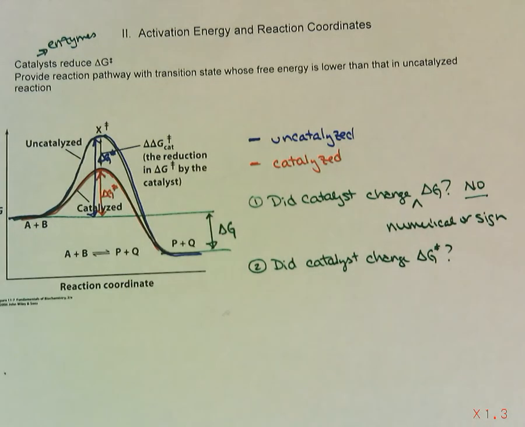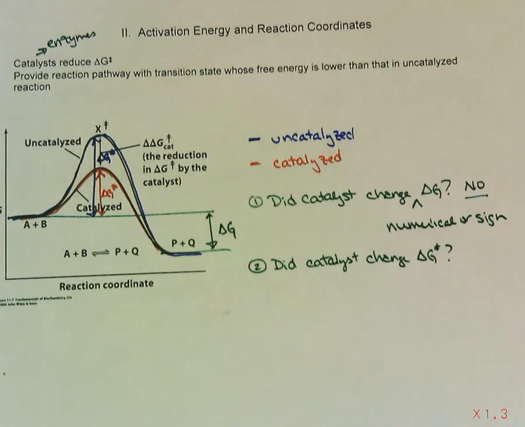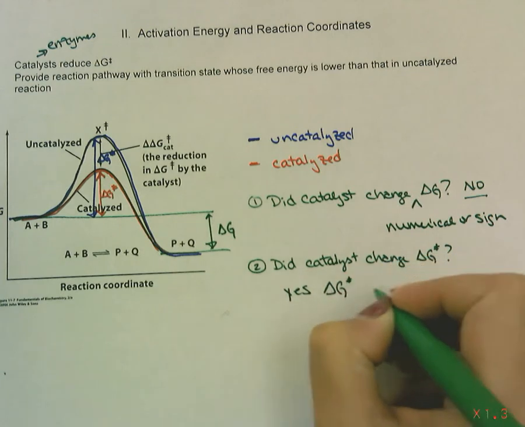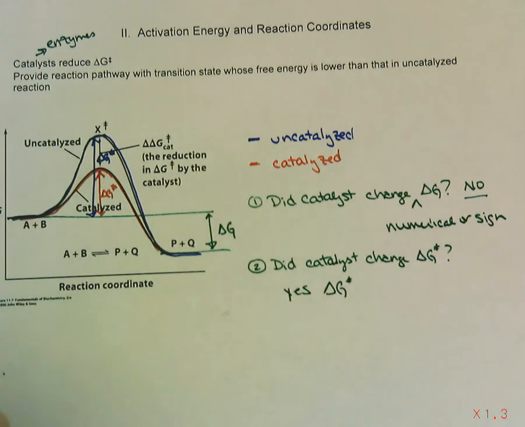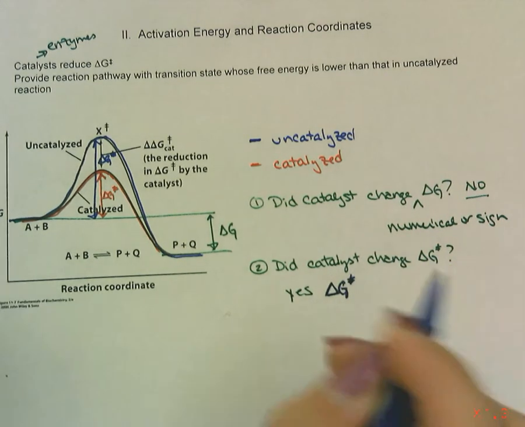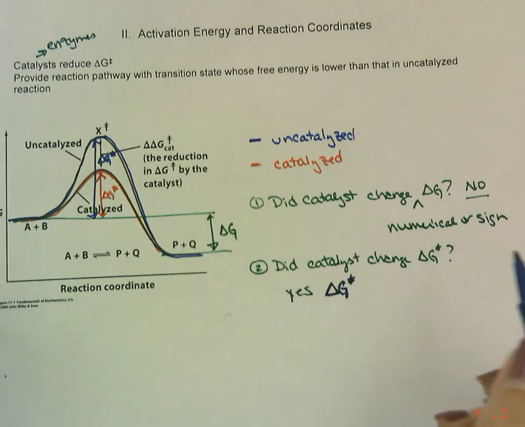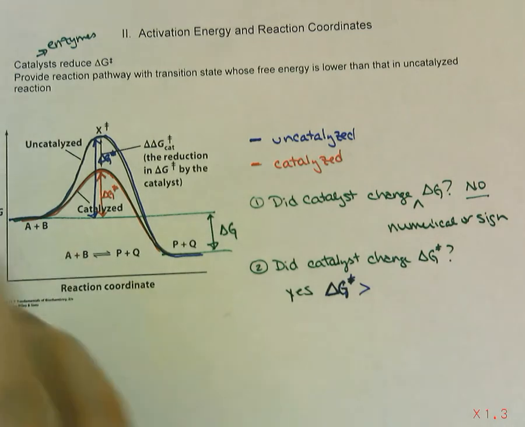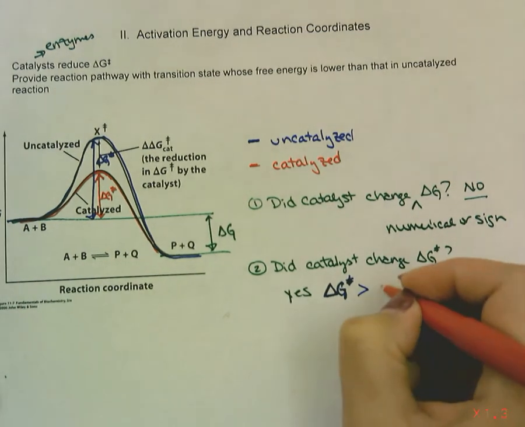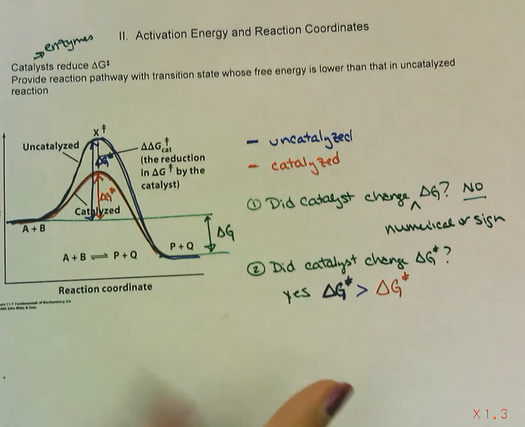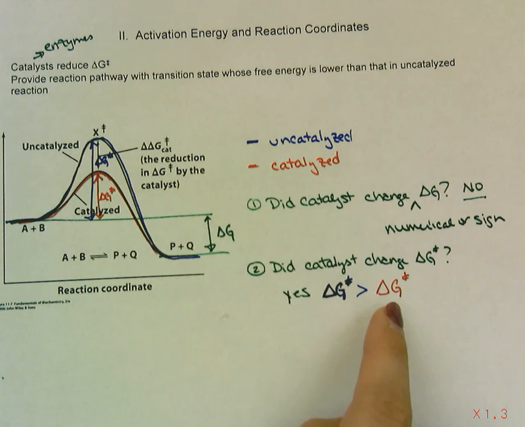Which of these two delta G double daggers is larger? Catalyzed or uncatalyzed? Uncatalyzed. Do it actually in blue. Absolutely. Yeah. Because a catalyst lowers activation energy. Yep, so that's for every coordinate. For every coordinate, correct. So that should be blue. Blue is greater than red.